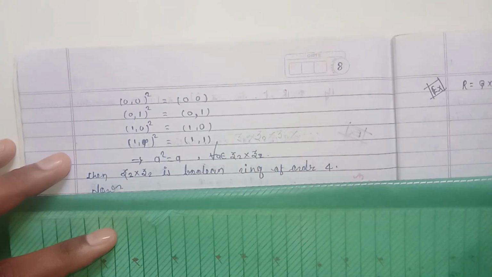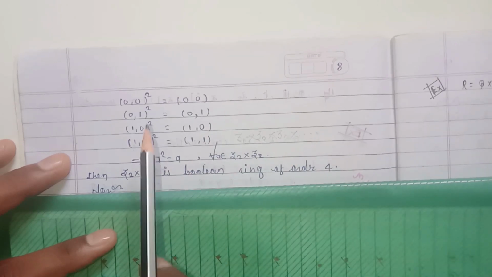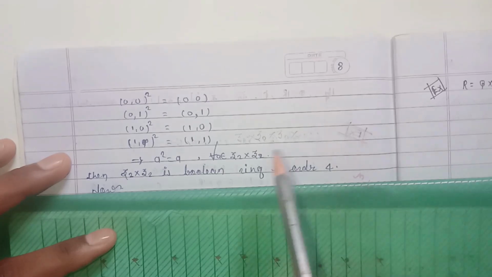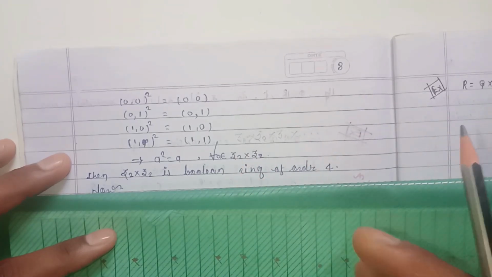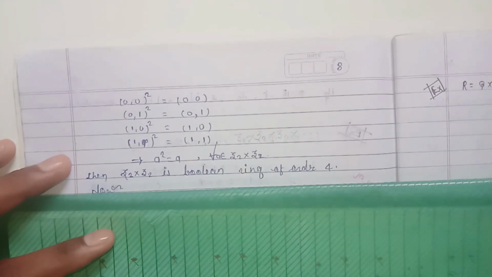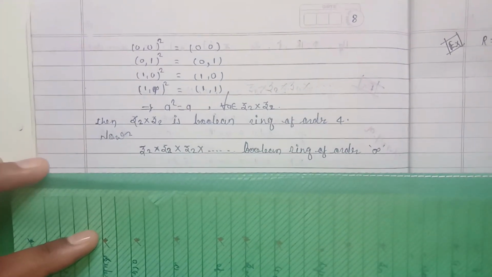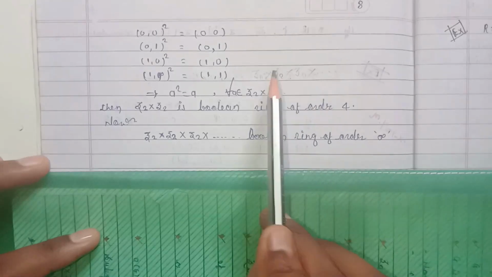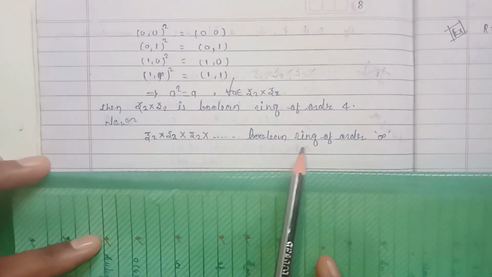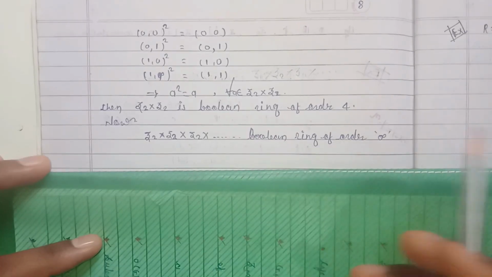It is quite difficult to check directly whether it is a Boolean ring and find its order. But as we saw earlier, Z2 cross Z2 cross Z2 is a Boolean ring, and Z2 cross Z2 has order 4. So if we go for infinitely many copies, it gives us a Boolean ring whose order is infinity. That's why the infinite product of Z2 is a Boolean ring of order infinity.